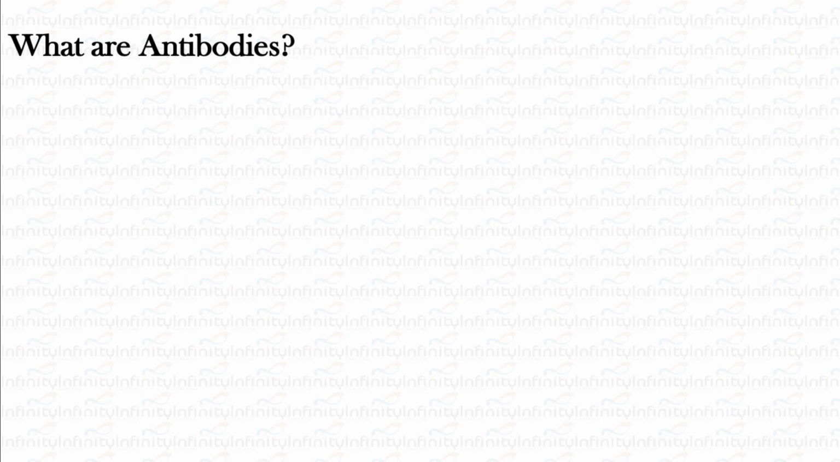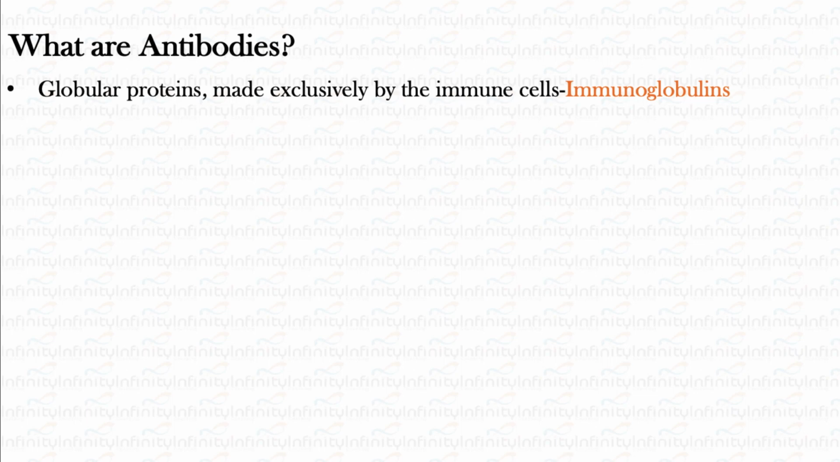So let's begin by answering a very simple question. What are antibodies? Simply put, antibodies are globular proteins that are made exclusively by immune cells, and hence they are also known as immunoglobulins. You see, our body has so many different types of proteins that fold into so many different types of shapes. The two most common three-dimensional shapes into which the proteins fold are a spherical shape and a fibrous shape. Accordingly, the proteins can be classified either as globular proteins, the proteins that fold into a sphere, and fibrous proteins that fold into a fibrous structure.